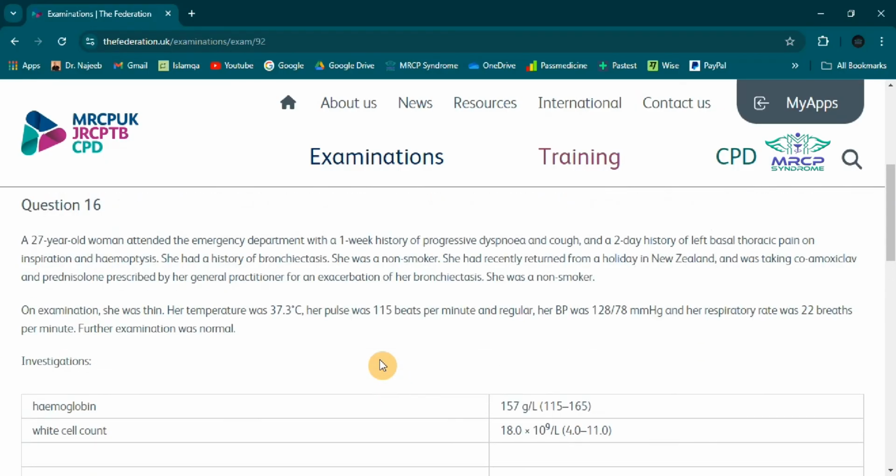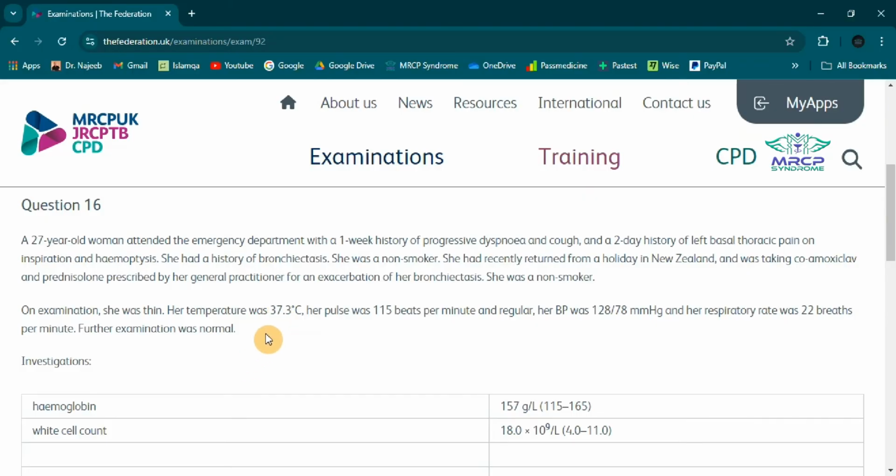So, the most likely diagnosis. This is a young woman with a history of bronchiectasis who has developed progressive dyspnea, pleuritic chest pain, and hemoptysis. These clinical findings, combined with a history of recent travel and the presence of sinus tachycardia, raise the possibility that the underlying diagnosis is most likely pulmonary embolism.